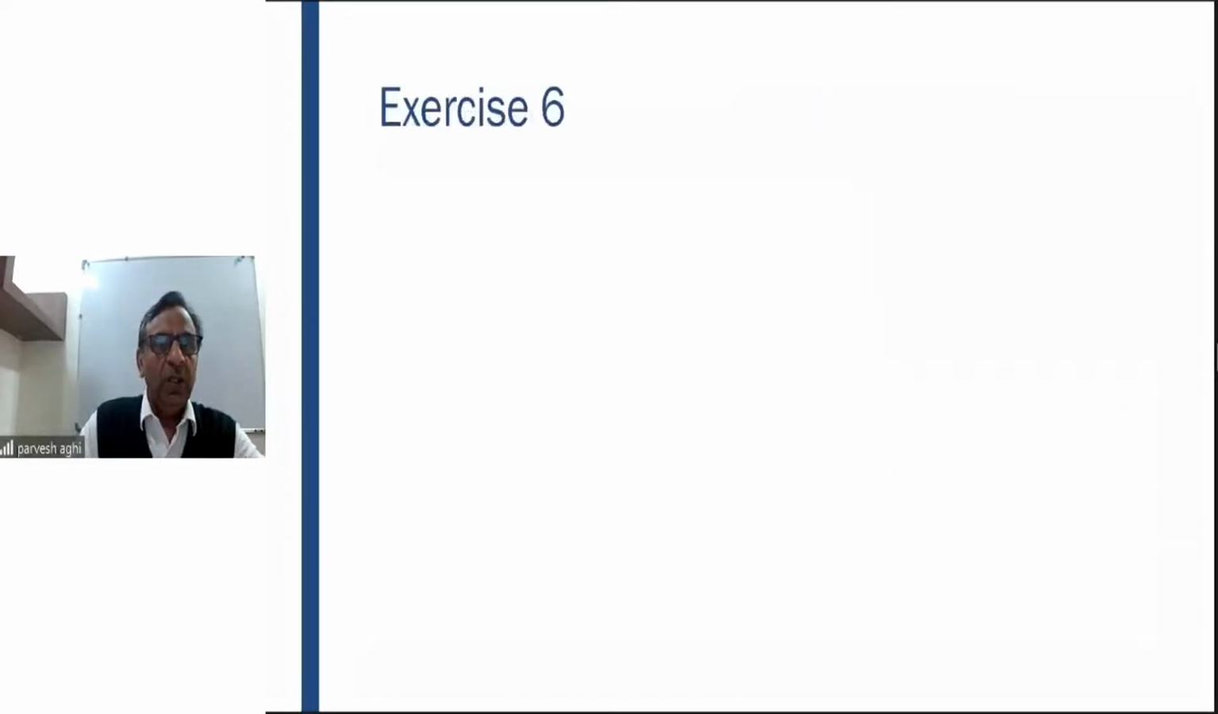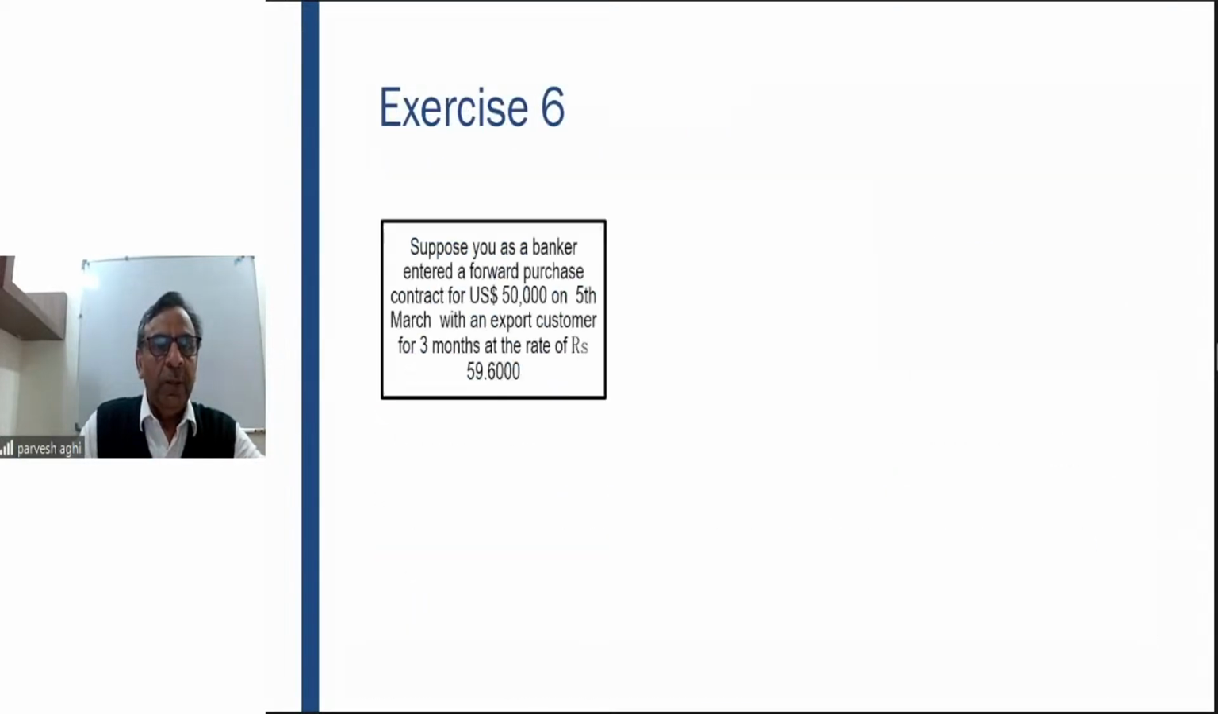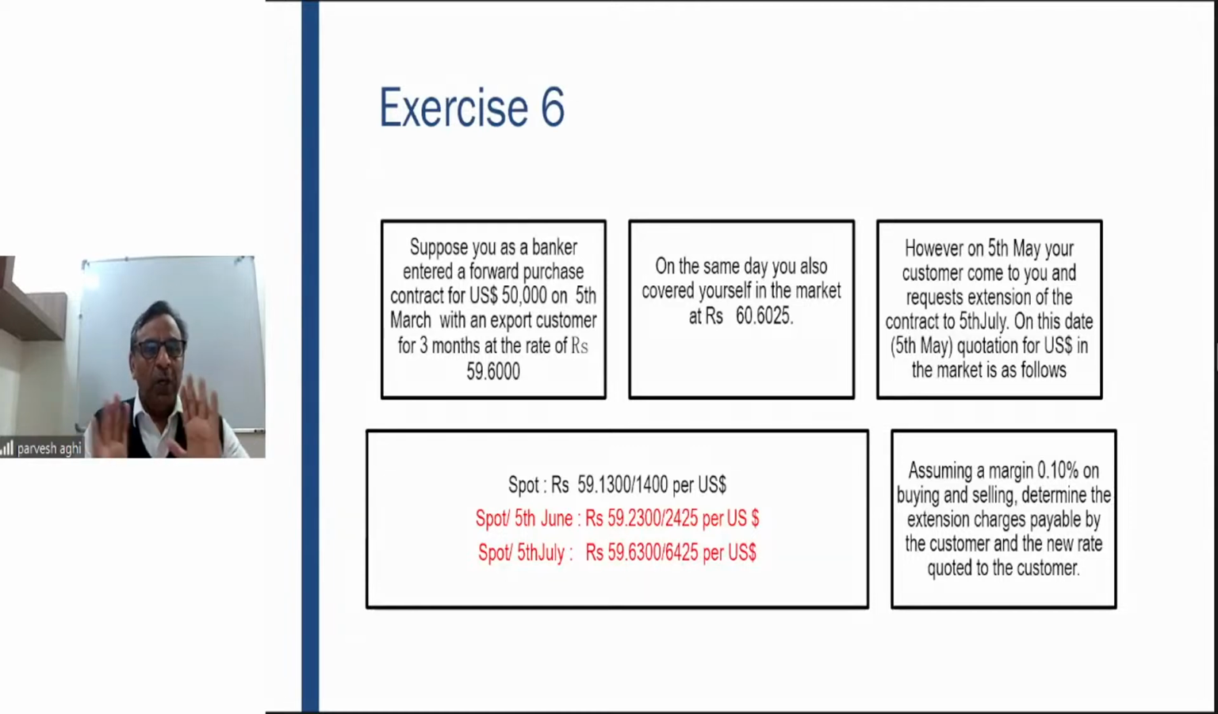Okay. So let's again hurriedly go and summarize this. So here what happened was that the banker entered into a purchase contract. So you are an exporter, you're going to receive $50,000. When? On 3 months from 5th of March. So the bank says, we are going to take your dollars at 59.60.